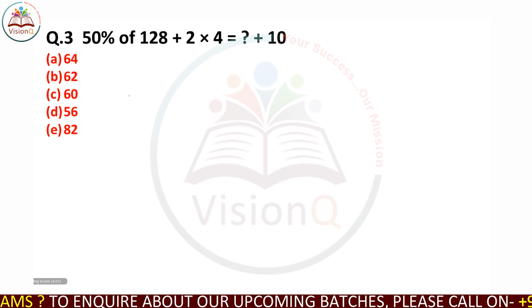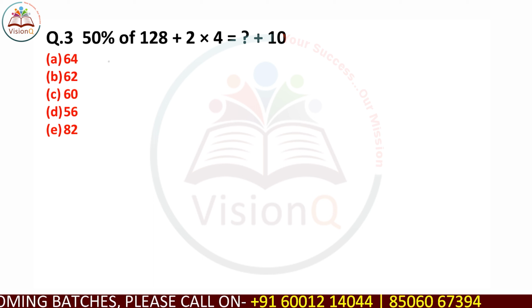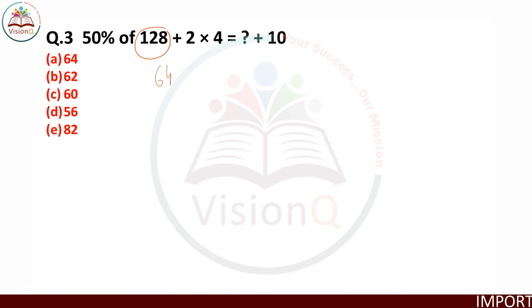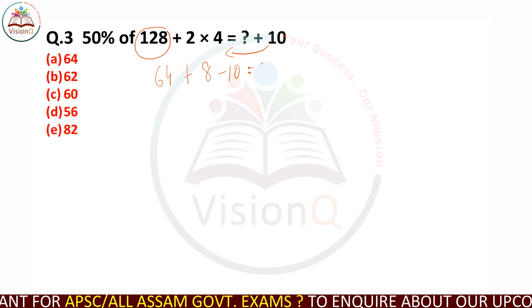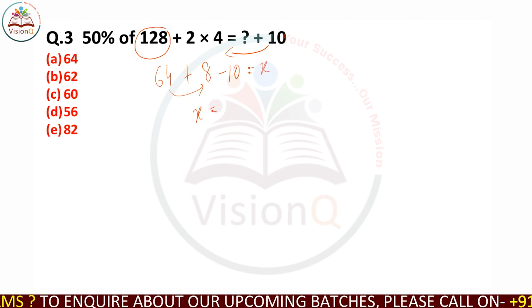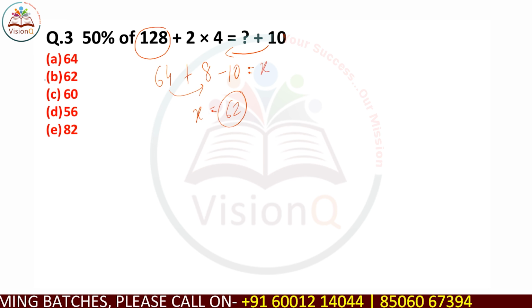Next is question number 3. It is given that 50% of 128 plus 2 into 4 is equal to x plus 10. Now 50% means half, and half of 128 is 64. So 64 plus 2 into 4, which is 8. Bring this 10 to the left-hand side, it becomes minus 10 is equal to x. So x will be equal to 64 plus 8 is 72, and 72 minus 10 is 62. Answer is option B, 62.